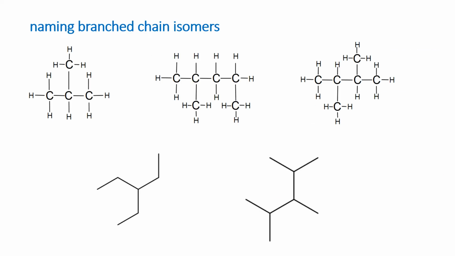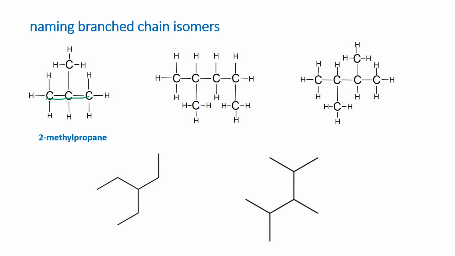So naming branched chain isomers. I'd like you to pause and try to name the 3 displayed formulae and the 2 skeletal formulae. Try those now. So check your answers against mine. The first one is, of course, 2-methyl propane. I'll just go through how that's achieved.